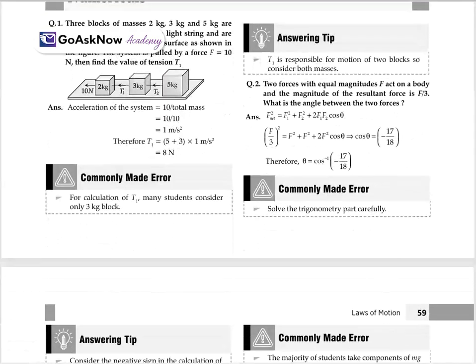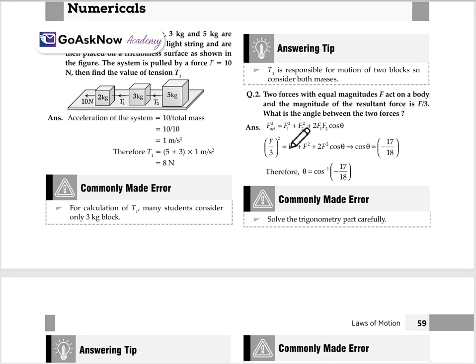Now we have some numerical questions on the basis of the topics we have studied. Three blocks of 2 kg, 3 kg and 5 kg are connected to each other with a light string and placed on a frictionless surface as shown in the figure. The system is pulled with force F equal to 10 N. Find the value of tension T1. For the different blocks, we have to find their forces to get T1.